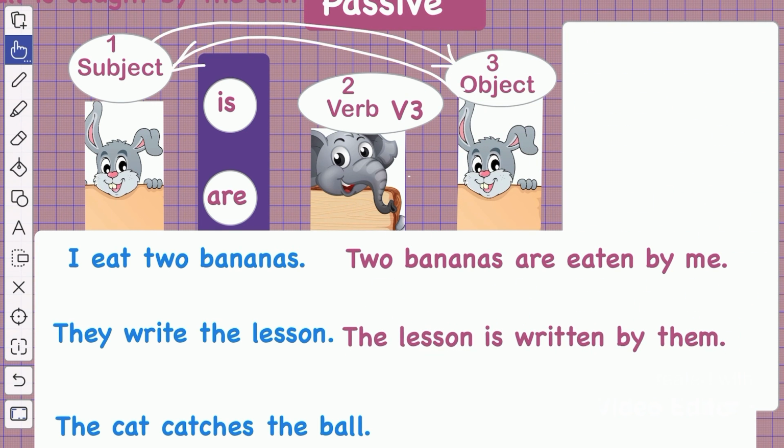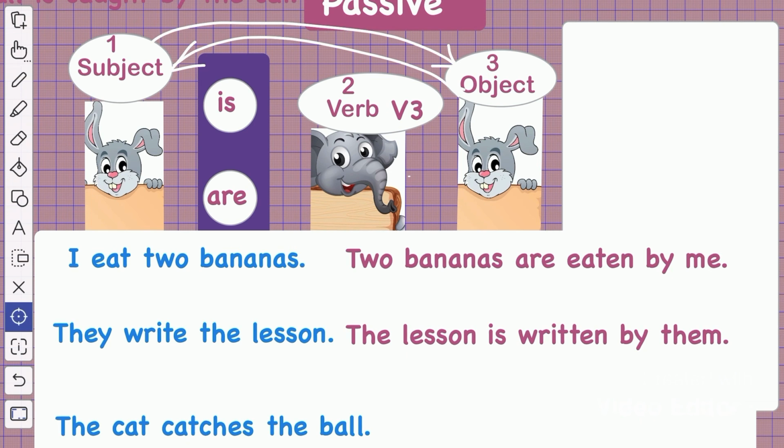The lesson is written by them. The lesson, this is the word number 3, is, because it is singular, written, V3 of the verb write, and then write the preposition by, and then I will change they into them. Only pronouns change into object pronouns. Very good. So I changes into me and they changes into them. And the last one is: the cat catches the ball.